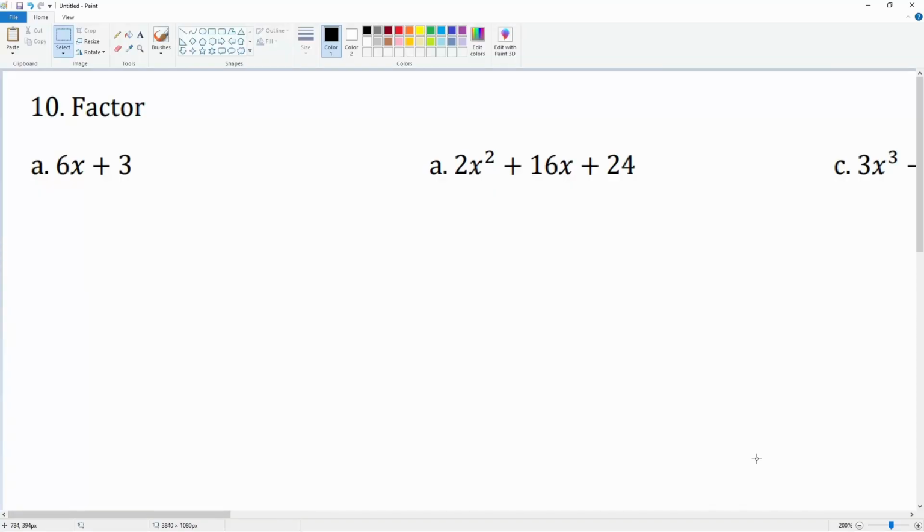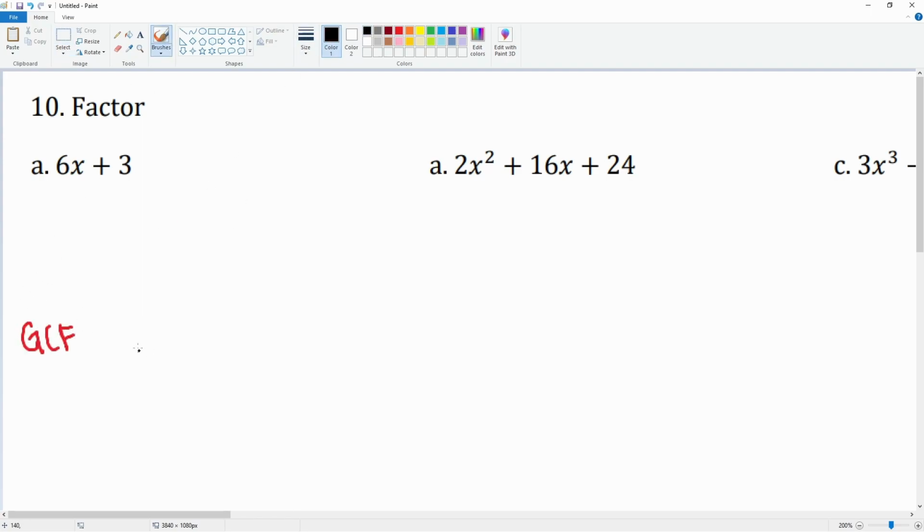Number 10 asks us to factor. To factor, we just want to factor it into its factor form. So 6x plus 3, you can't do your dashes here because there's stuff missing, but you can also just pull out a GCF. So the GCF, I can show you here how to find the GCF if you would like.